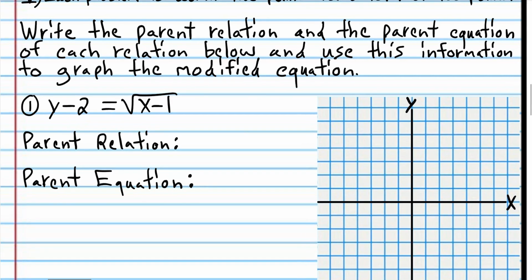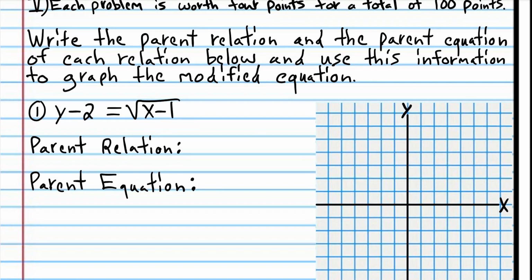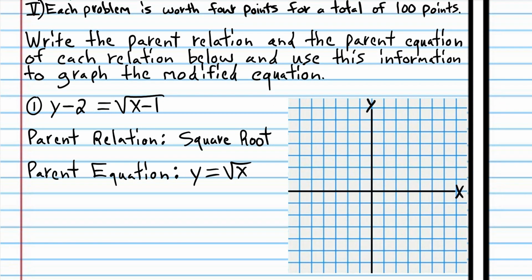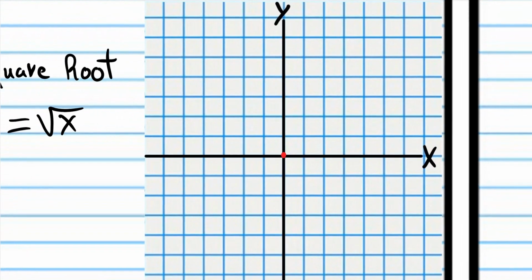Okay, we're back. So let's write the parent relation. This is the square root parent relation, and the parent equation is y is equal to square root x, and the parent graph, of course, looks like this.